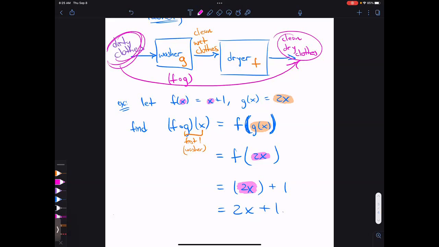So x is 2x, that's 5, that's 5, that's yes, x plus 7 again.